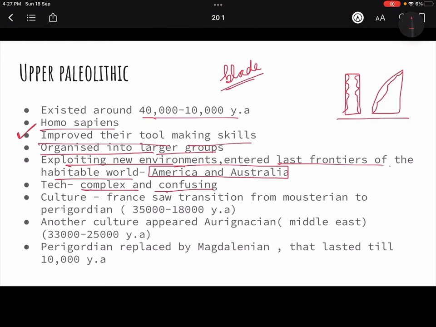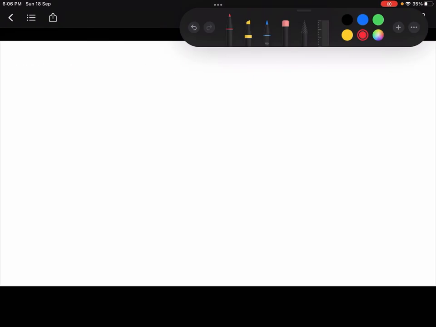So culture saw a transition from Mousterian, that is the Middle Paleolithic period, to Perigordian, okay, and this was around 35,000 to 18,000 years. Now I'll just give you the understanding of it.